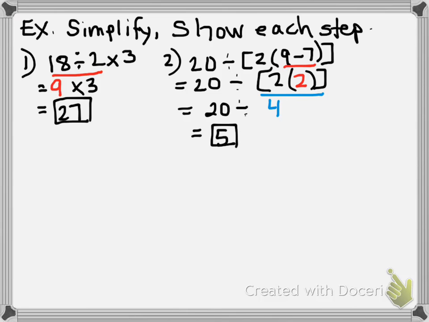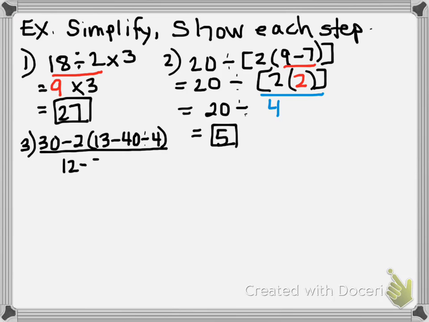Okay, I have one more with this set of directions. Let's see if we can fit it in here. This one's a bit of a doozy. We have 30 minus 2 times the quantity, 13 minus 40 divided by 4, all over 12 minus 5 plus 1. Okay, so we had talked about in our notes that one of the grouping symbols is a fraction bar, but in order to utilize the fraction bar as a grouping symbol, I have to have one number in the numerator, one number in the denominator. So that's where my focus is going to be.